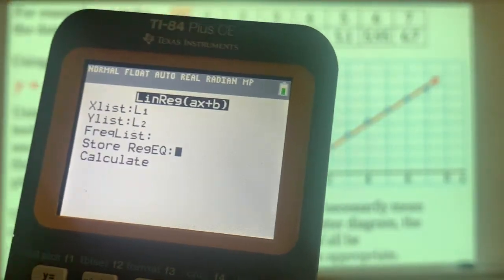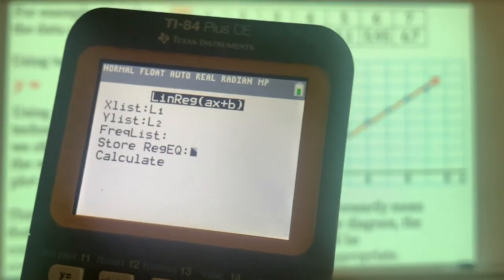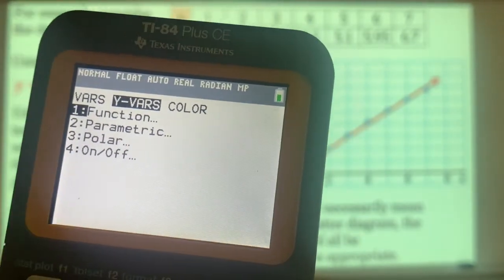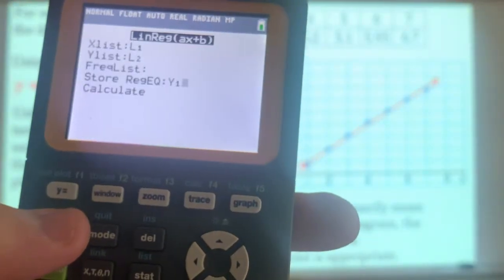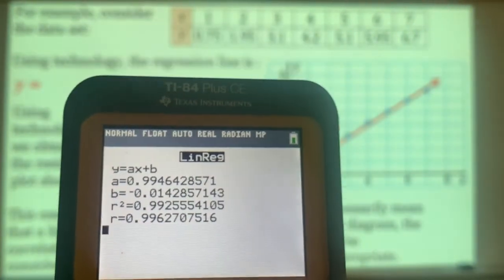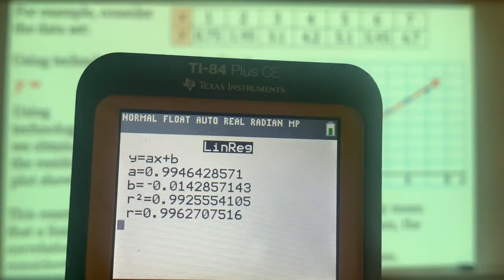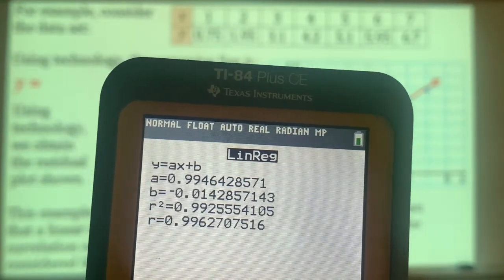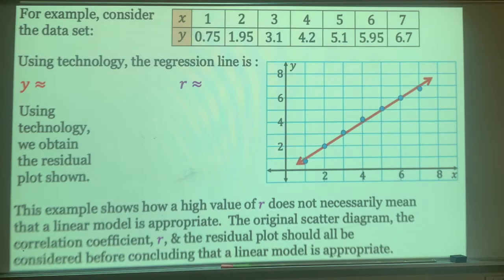I'm going to throw a little function in there, to show I know some stuff. I'm going to put y1 in to store it, and I'm going to calculate my answer. So as you can see, 0.996, that's a really good one. And we got our numbers right there that we're going to use to find the y's. All right, and we got a regression, which is a very strong positive.